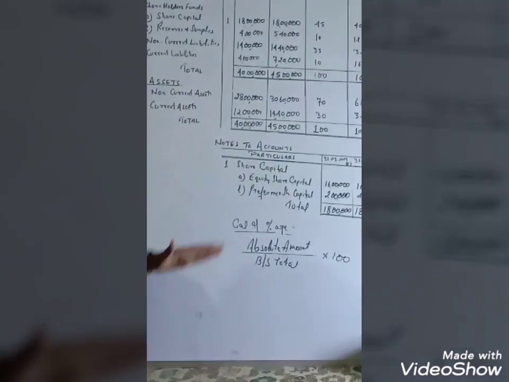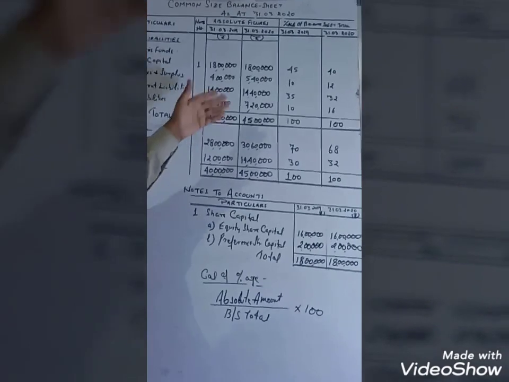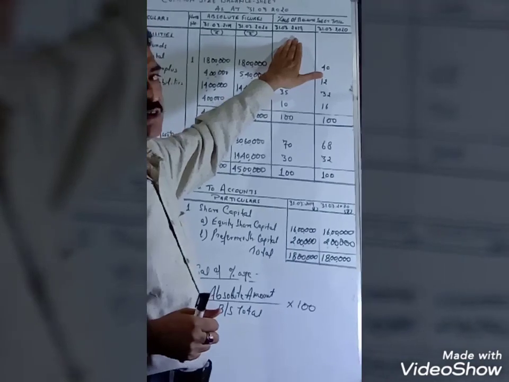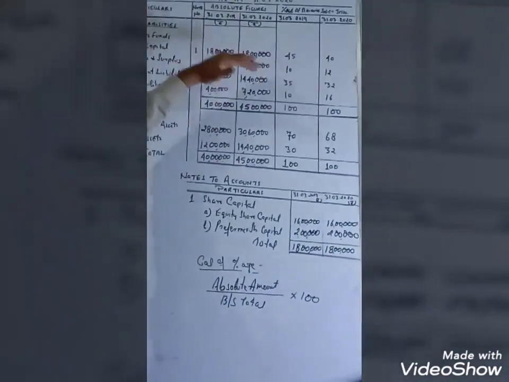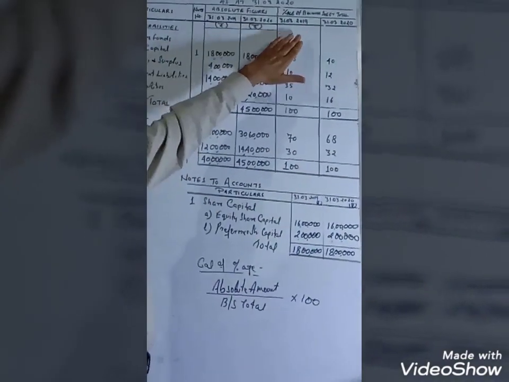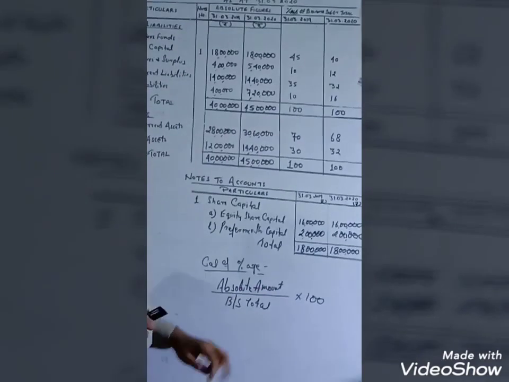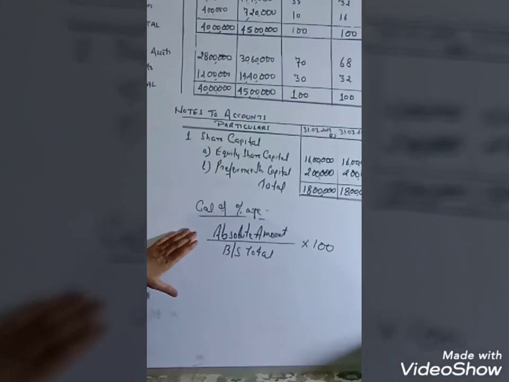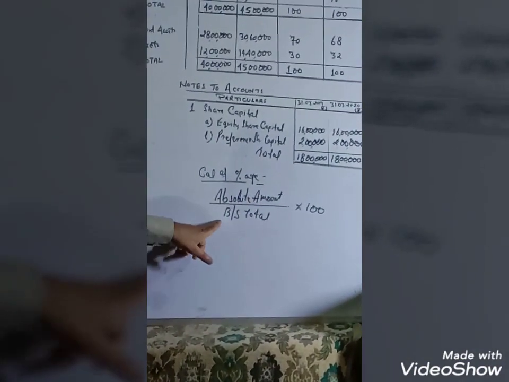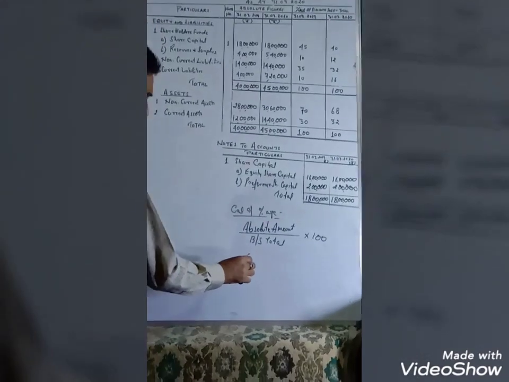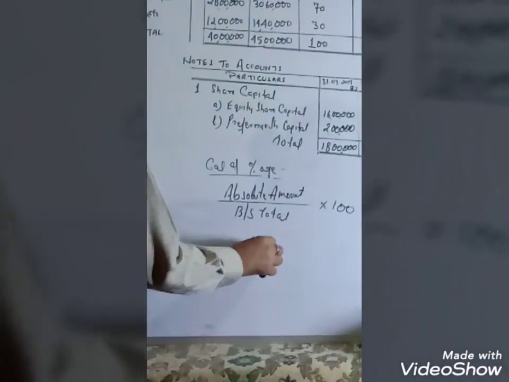Now we have to convert these figures into percentages. In the column for percentage of balance sheet total, since we have taken the figures for the year 2019 as well as 2020, we have to show the percentage for both years. In the calculation of percentage, the formula is absolute amount divided by balance sheet total multiplied by 100. First, we calculate the percentage for the year 2019.